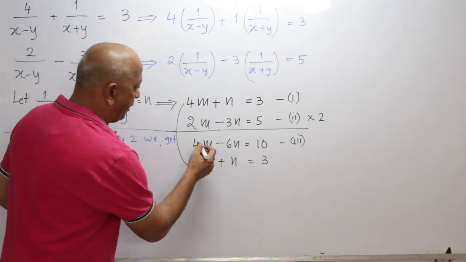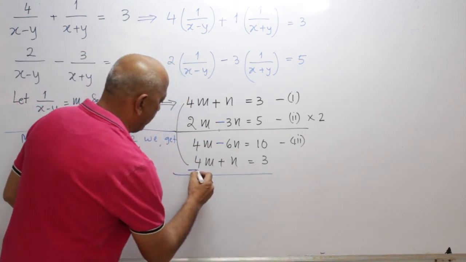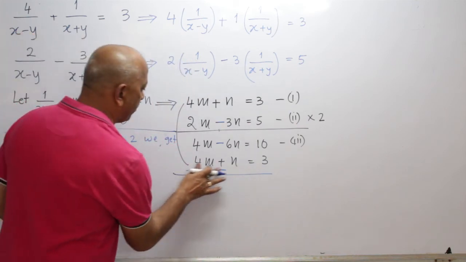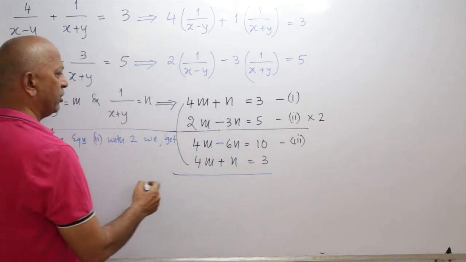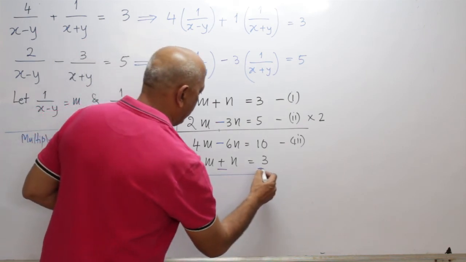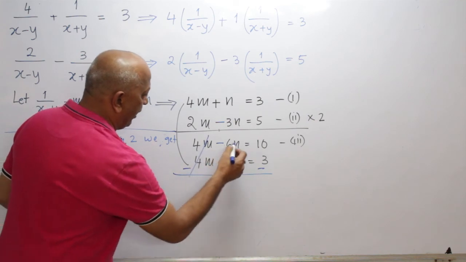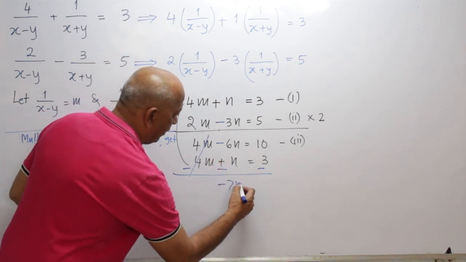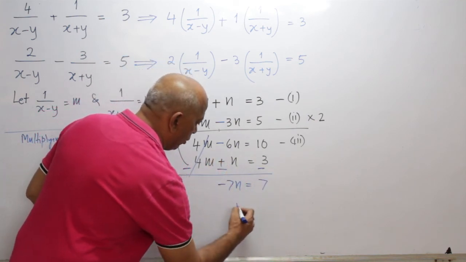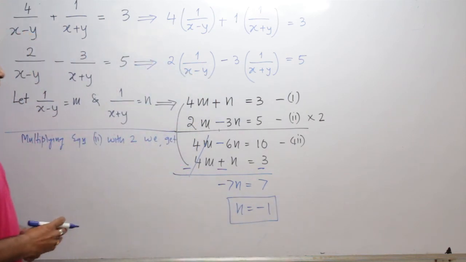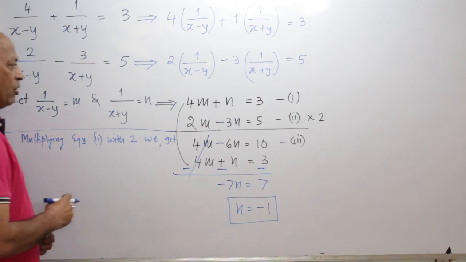So I'll subtract these two equations. Oh, I have to do subtraction. Minus here, minus here, minus here, right? So 4m will get cancelled. 6n minus n is 5n... so we get minus 7n is equal to 7. So n is equal to minus 1. This is the one I got: n is equal to minus 1.